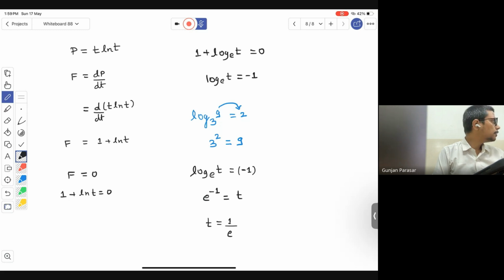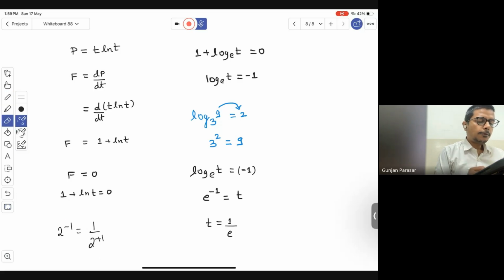E power minus 1 is same as 1 by E. Like 2 power minus 1, what is it? 1 by 2 power plus 1. No? I hope all of you got this thing.